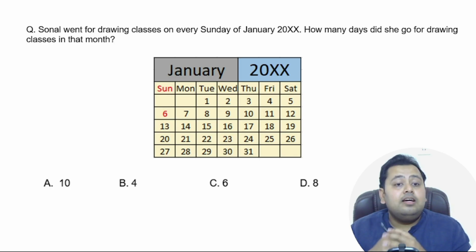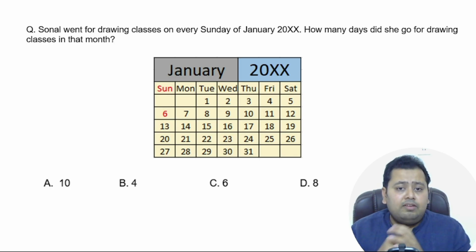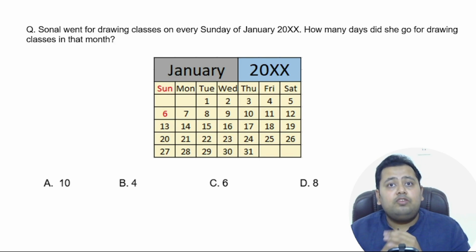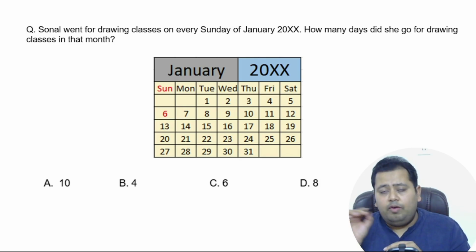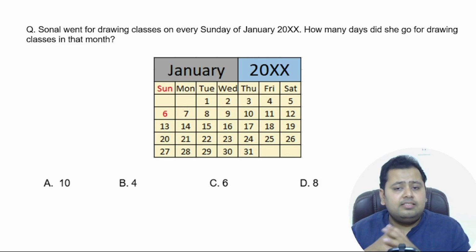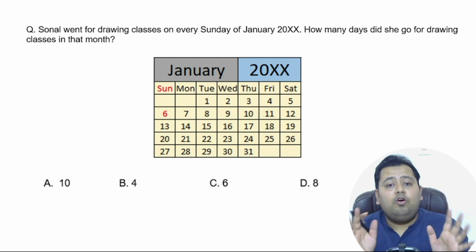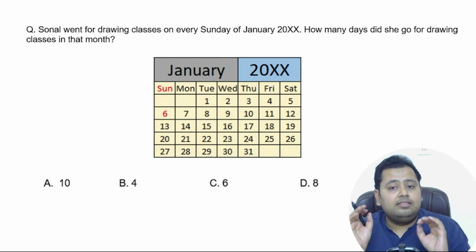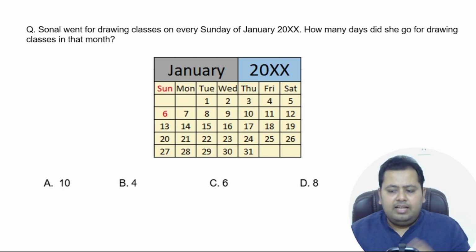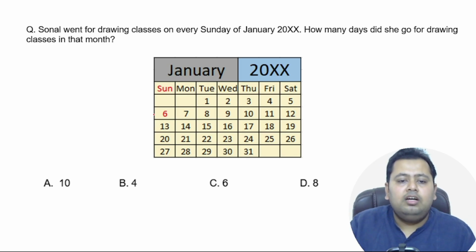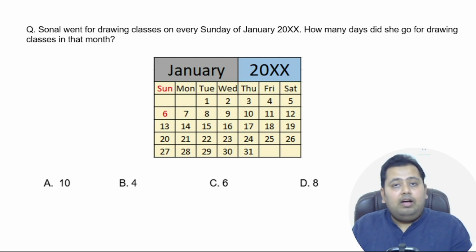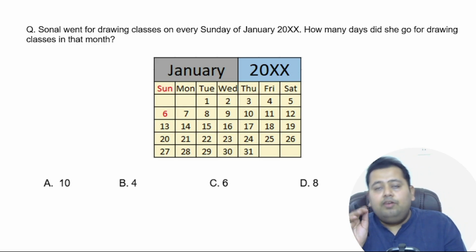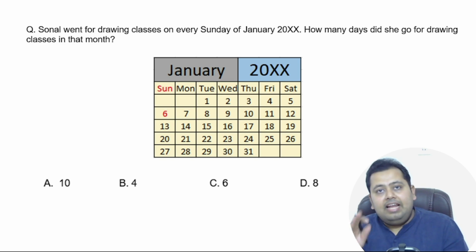The question says Sonal went for drawing classes on every Sunday of January. So on every Sunday of January 20XX, whatever the year is, every Sunday she has gone to drawing class. How many days did she go for drawing class in that month? Pretty easy, right? All the Sundays, if you count, it will be that. So again, I'll ask you to pause the video, find the solution, and then we go to the next slide.